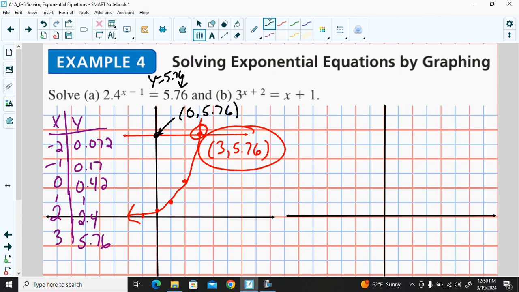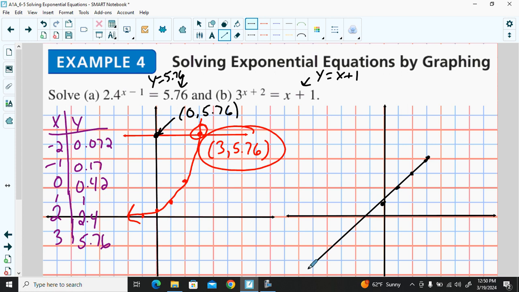Let's take a look at B. We're going to graph this equation first because that's the easy one. That's y equals x plus 1. So we're going to put a point here at 1, and we go up 1 over 1, up 1 over 1, up 1 over 1. So we get this line here. That's an easy one to graph. Oops, kind of messed that up. That's a little sloppy there. That's better. So we get that line there.